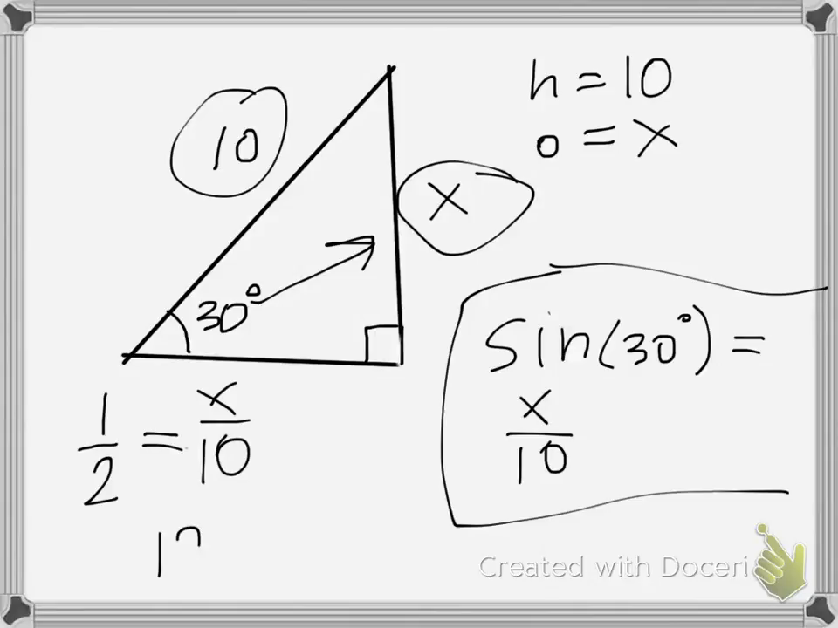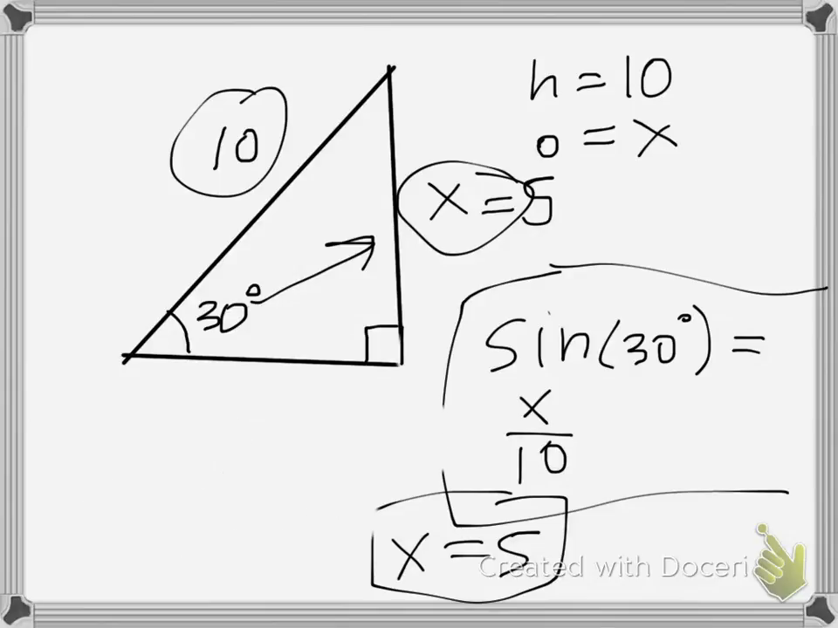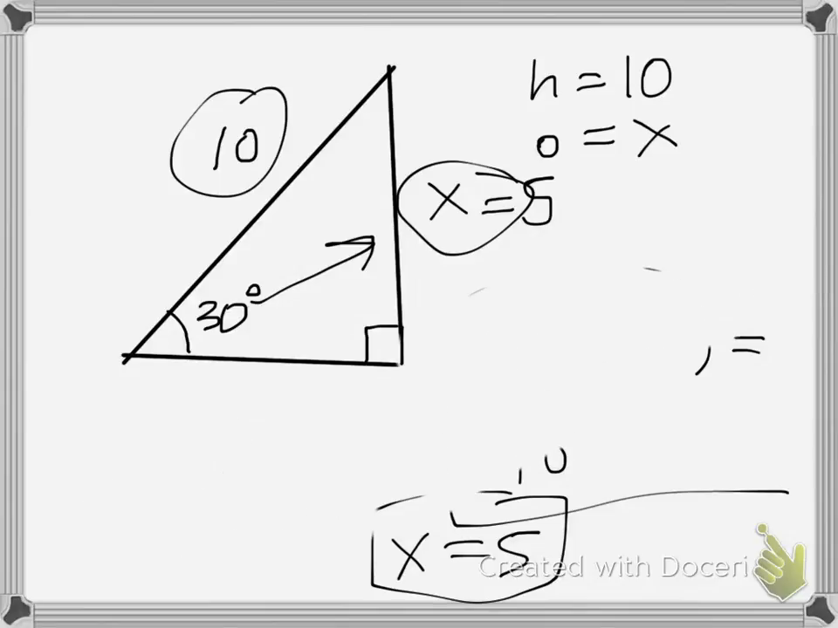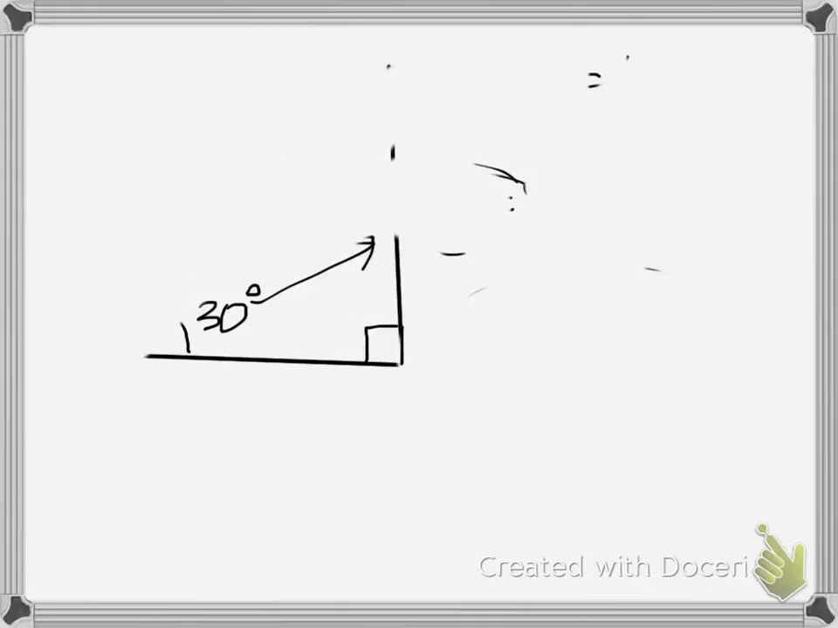So if we cross multiply, we get 10 is equal to 2x, or x is equal to 5. So the length of this side x is 5. So we just solved our first side using trigonometry. Now we're going to do another example of solving using trigonometry.